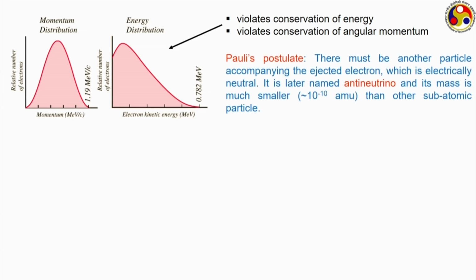That was first postulated by Pauli, who identified a particle which was named neutron at that time, that this is also accompanying the ejected electron. It is electrically neutral and its mass is extremely small, of the order of 10 to the minus something AMU, compared to even the electron. And then if we consider the presence of this neutrino and also the amount of energy released during the beta decay process, then we can get a balance between the mass and momentum conservation.